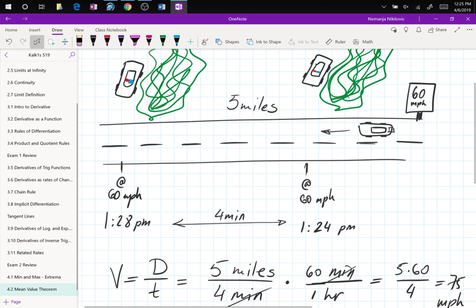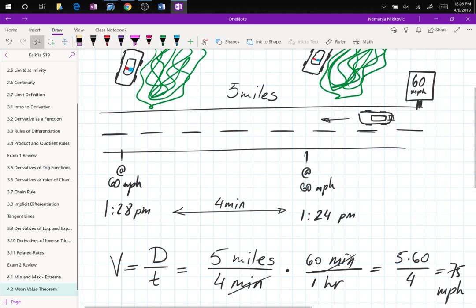So, is your trip continuous? Sure, you did not teleport, right? And is it differentiable? Yeah, because you have velocity, which is the derivative of position, and you have acceleration that is the derivative of velocity. So everything is differentiable, nice and smooth and continuous. So this theorem would apply. Now this means that at least once you were going 75.